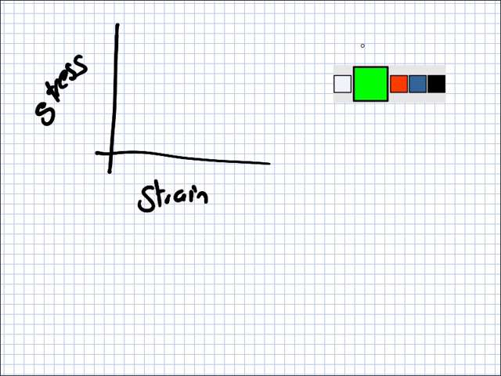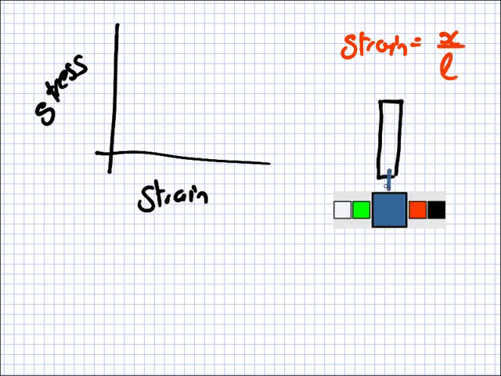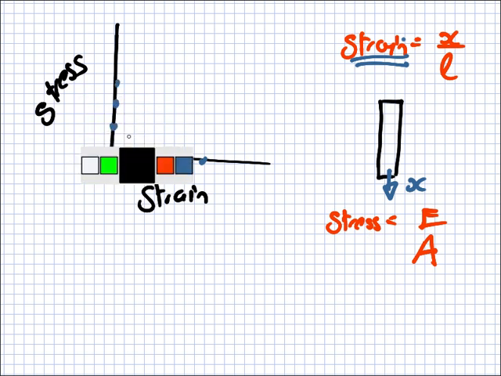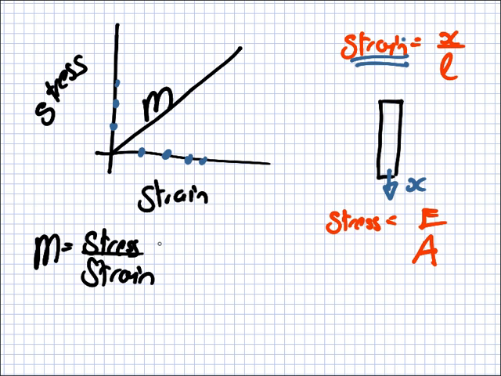Now, you remember that strain is x over length. So if you have some material here and you start to pull on it, x, what happens to the strain? It gets bigger. Okay, so you get more strain. Now, what happens to the stress? The stress is the force over the area. So if you want to make this bigger, you need more force. So that means the stress is bigger. So what happens is you get a graph that looks like this, a straight line. You could probably have guessed that. The slope is the stress over the strain. And what does that equal? I think we said that's the Young's modulus, the E.